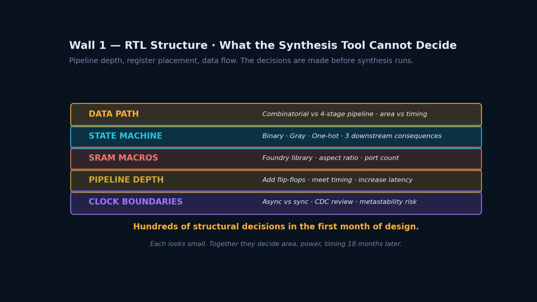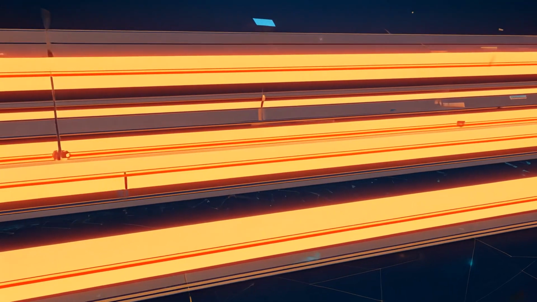Now the control path, a state machine with 7 states, encoded as binary, gray code, or 1 hot. Binary saves flip-flops, gray code minimizes glitches, 1 hot makes the next state logic faster. 3 choices, 3 different downstream consequences for synthesis, simulation, and power.